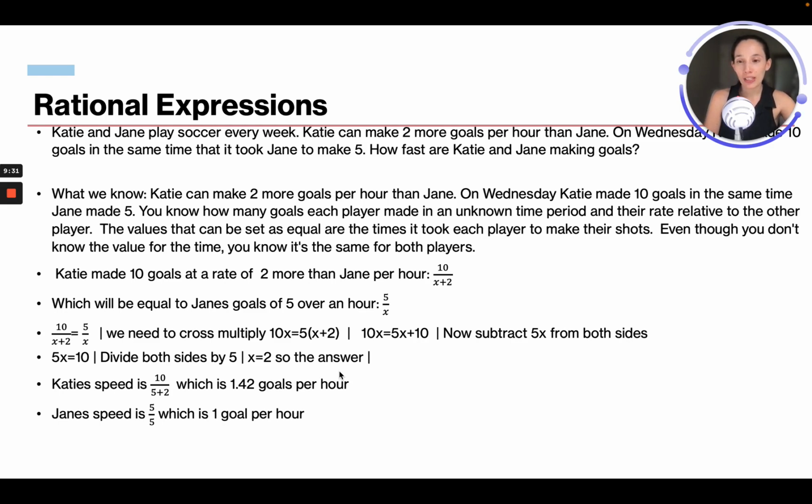And Jane's speed is going to be 5 over 5, because it's 5 over x, which is 1 goal per hour. And that is how you would figure out that equation. That one's a little tricky.